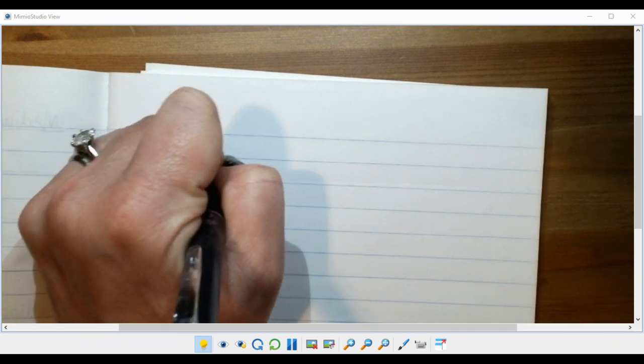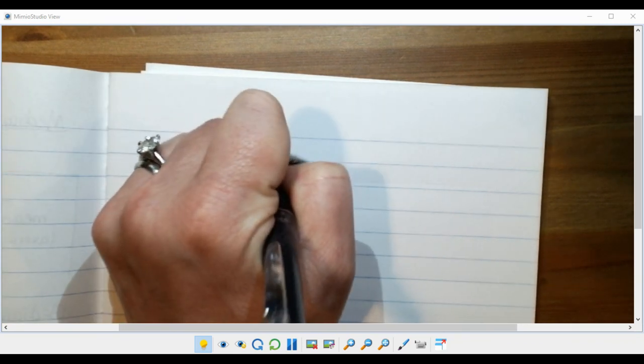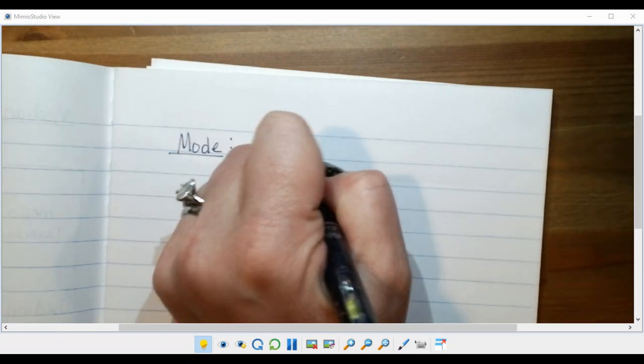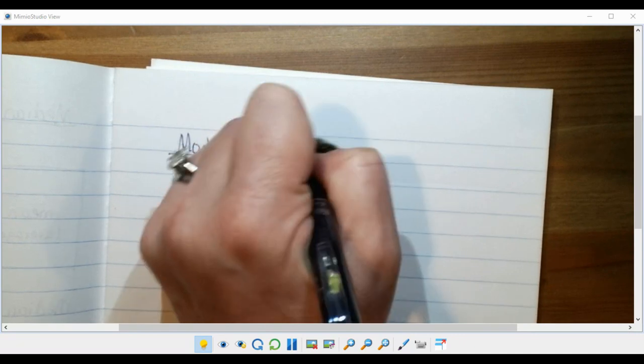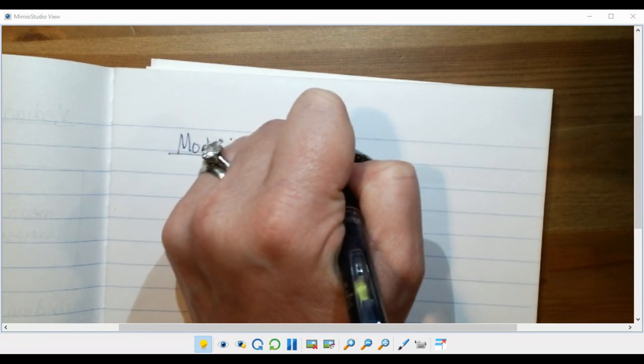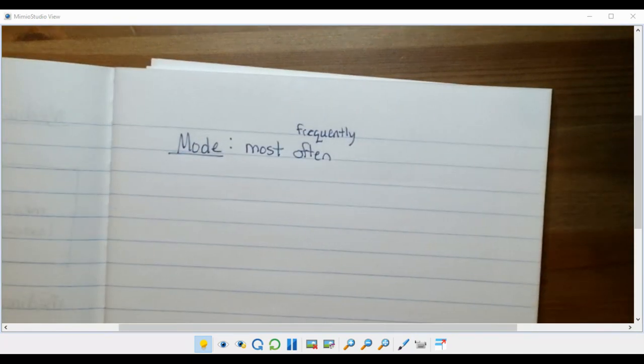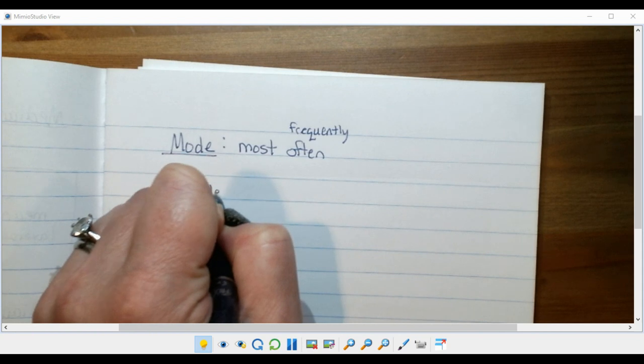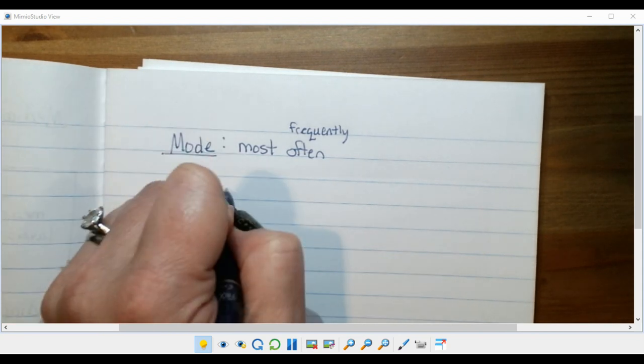All right, so now that you've finished those 2 practice slides, let's talk a little bit about the mode. And I remember the mode as the most, not the highest value, but the one that happens the most often or the most frequently. All right, let's go back to our list that we used in the last one. There aren't steps for this one because you're just looking for the one that happens the most.